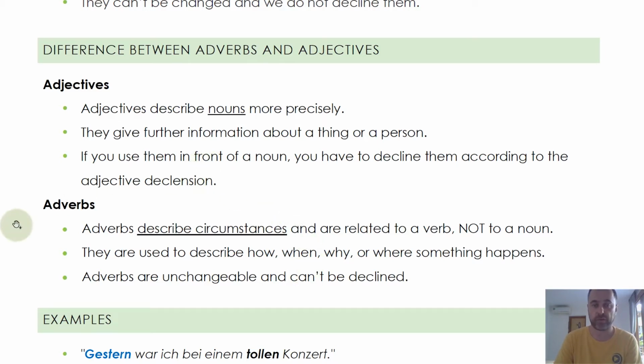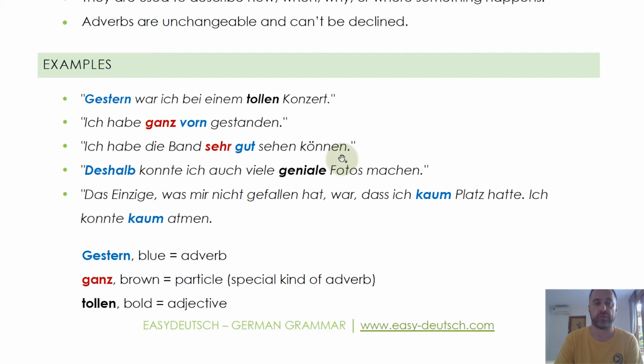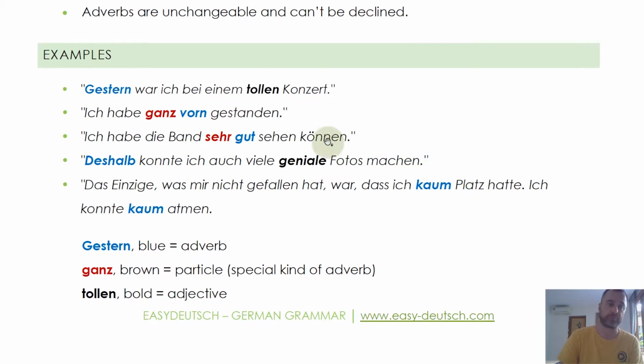And the most important difference: if you use an adjective in front of a noun, you have to adjust the ending, while adverbs are unchangeable and you will never ever decline them. Maybe it's easier for you to understand with a few examples here. Gestern war ich bei einem tollen Konzert. So yesterday I was at a great concert.